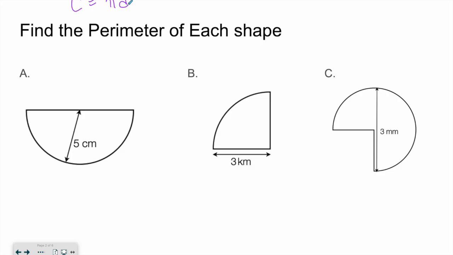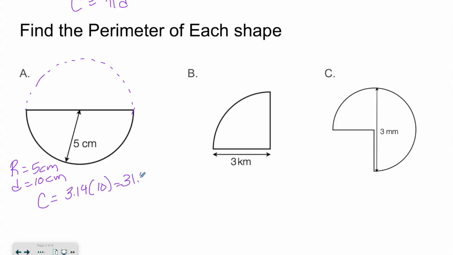We have this half circle. The radius is 5 centimeters, means the diameter is 10 centimeters. The circumference then would be 3.14 times 10, or 31.4 centimeters. But we don't have a full circle, we only have half of a circle. Therefore, we divide the circumference by 2 to find 15.7 centimeters. The curved part is 15.7.